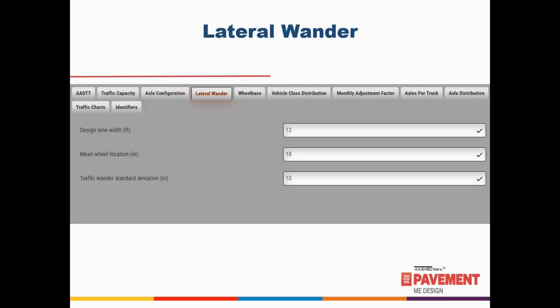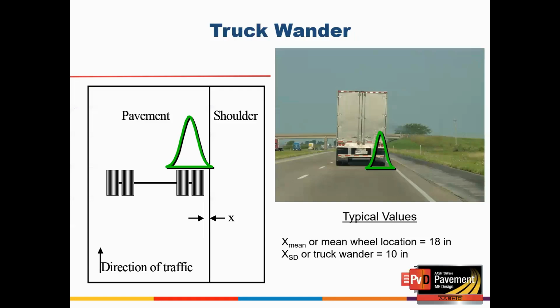And then the next tab, lateral wander, and this is providing whatever the design lane width is. The mean wheel location is the location from outside edge of wheel to the outside edge of lane, and then the standard deviation or wander of the vehicle. And again, we have a couple inputs here that are only relevant for the concrete pavement designs, not for the flexible or semi-rigid designs. And just visually kind of showing you what we mean by traffic wander here.